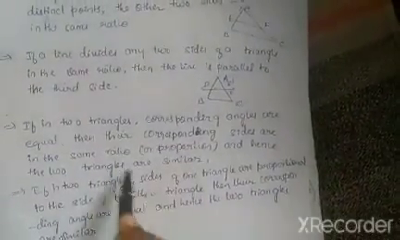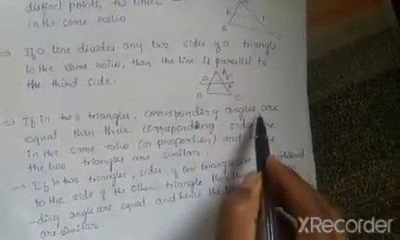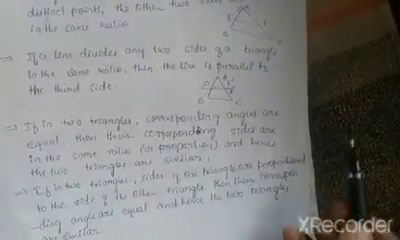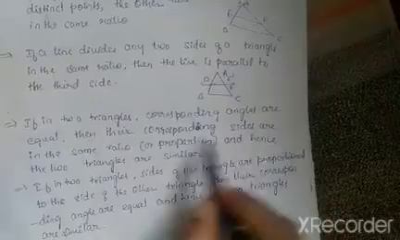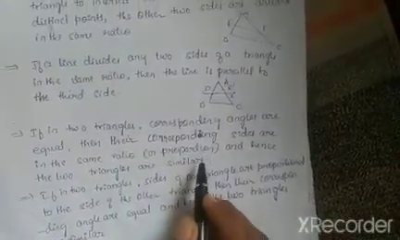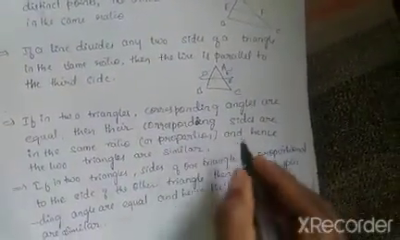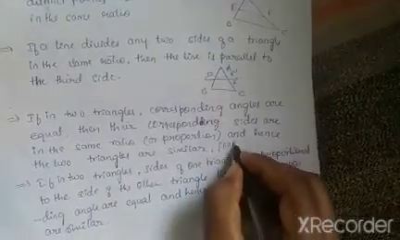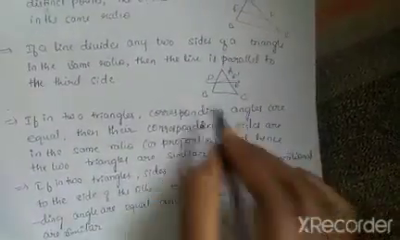This is also similar to Thales theorem. If two triangles have corresponding angles equal, then their corresponding sides are in the same ratio. We can apply the angle-angle similarity rule, and we can prove this theorem easily.